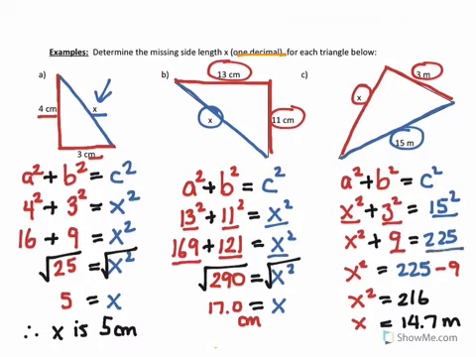15 squared is 225. And you just leave the x squared alone. Okay, now this one requires an extra step of some algebra. I want x squared to be by itself, but it's stuck to this 9. So let's bring it over to the other side, and it becomes a negative.